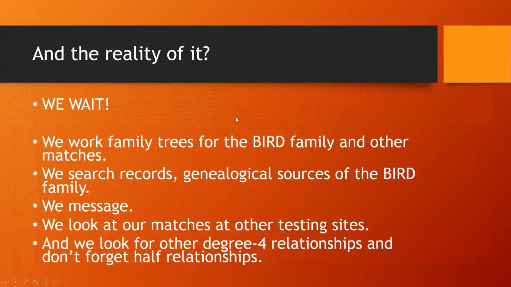So the reality of it is we wait. We work on family trees for this bird family and other matches. We're searching records, genealogical sources of the bird family. Remember, the last census that we have is 1940. So if you're talking about a first cousin match, you can find things in the 1940 census and the 1930 and 1920 census that are relevant to this. The further away the match is, the further back it goes. So you can find a lot of genealogical sources.